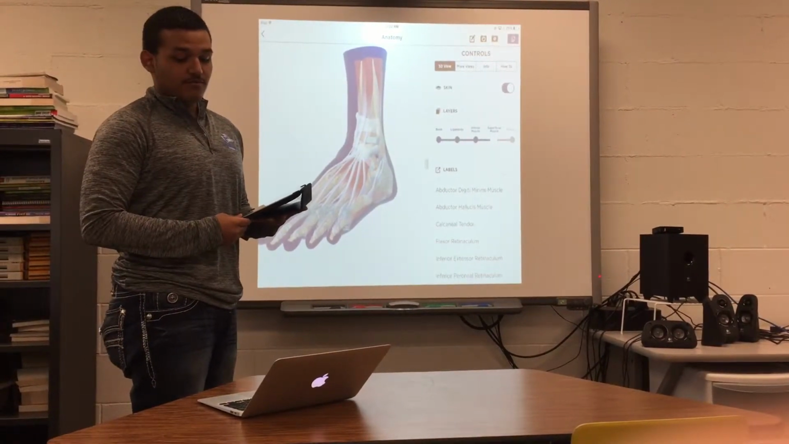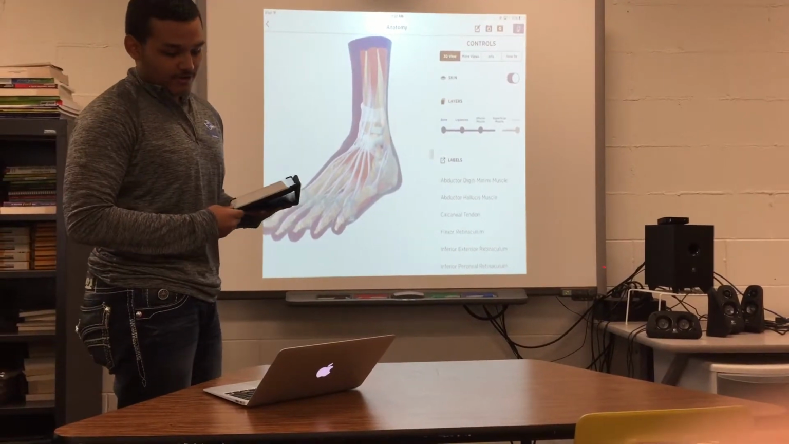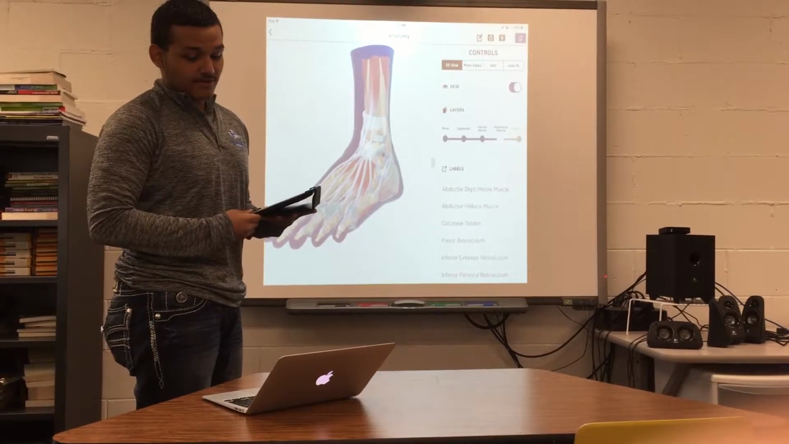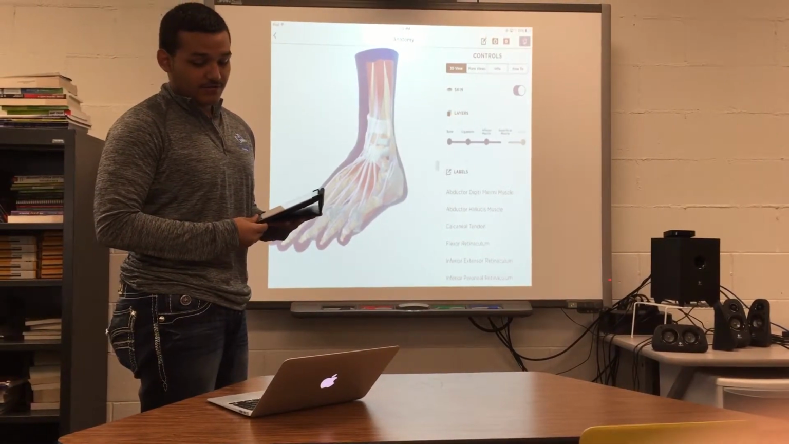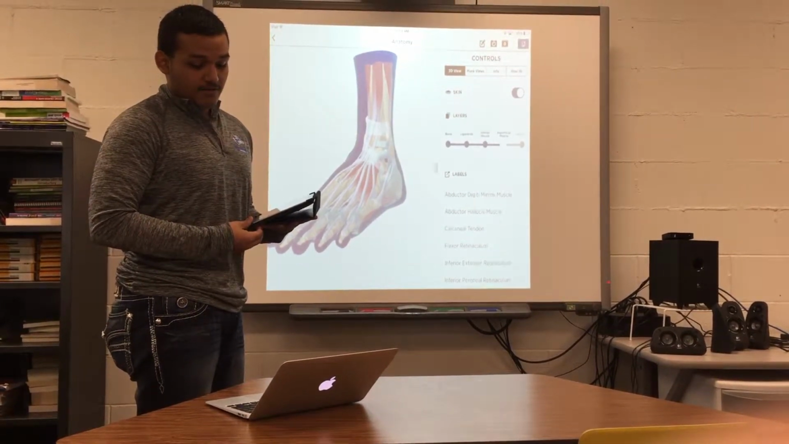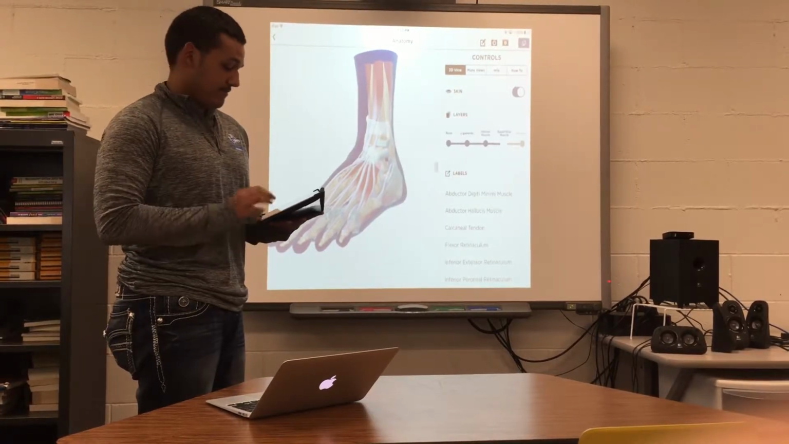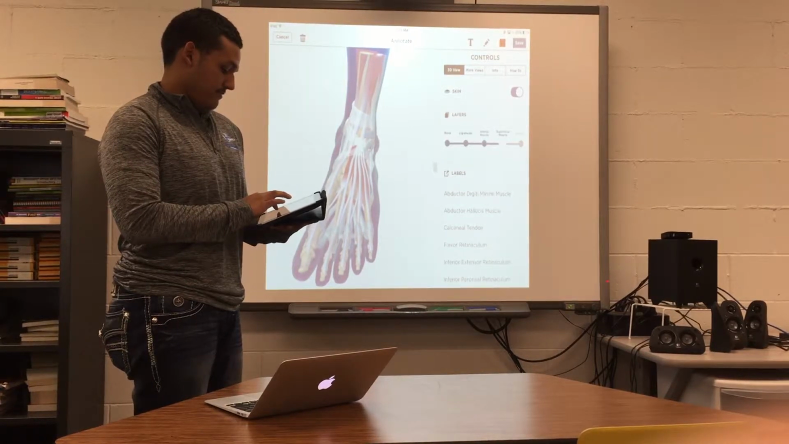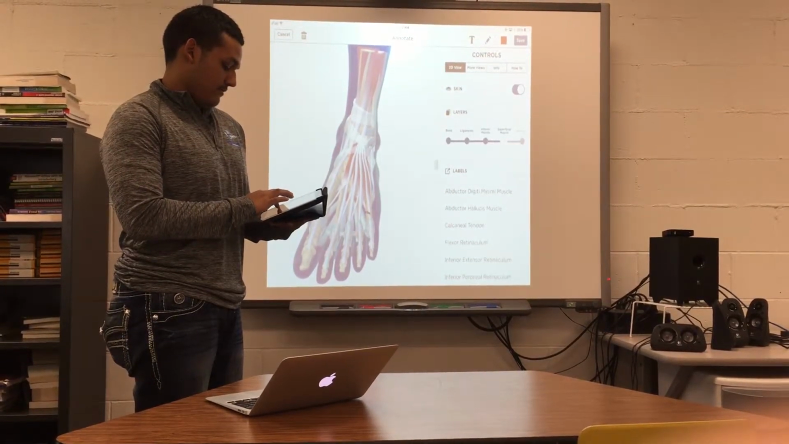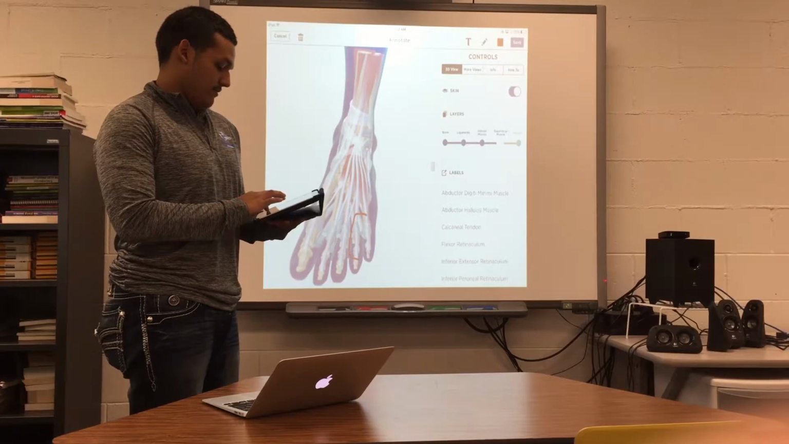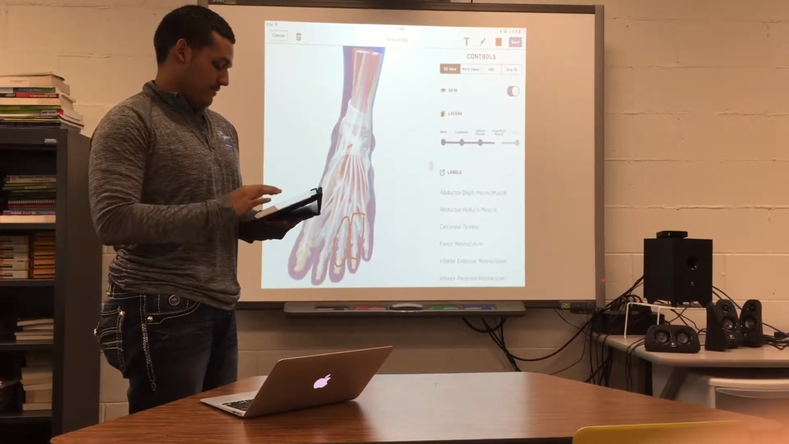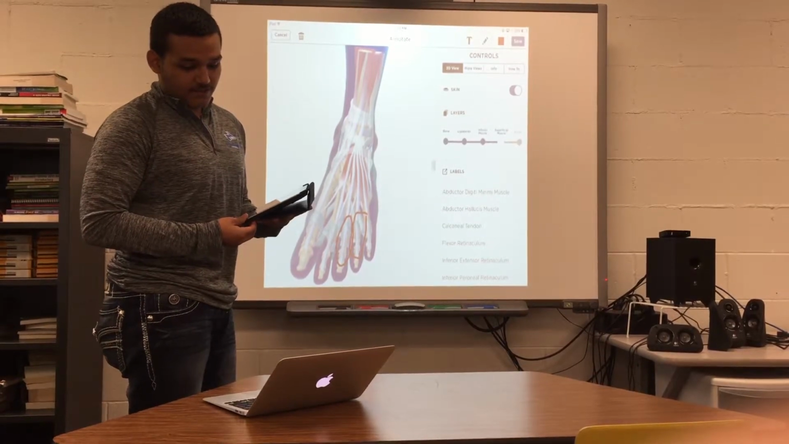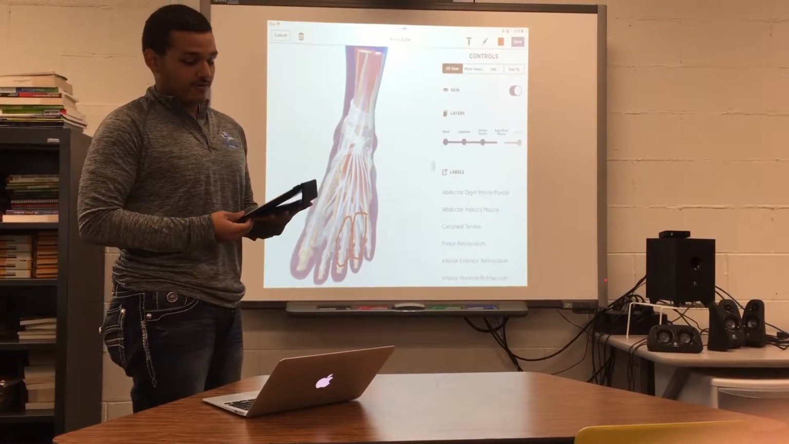The extensor digitorum longus has an origin at the lateral condyle of the tibia and anterior surface of the fibula. Its insertion is the dorsal surface of the second and third phalanges of the lateral toes. Third, fourth, right here, here. And its action is dorsiflexion and inversion of the foot. Extends the toes too.